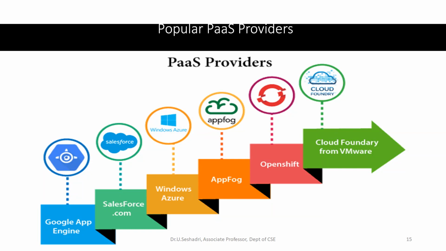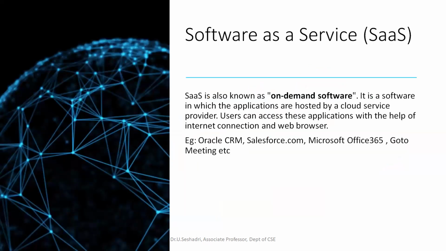The other type of cloud delivery model is software as a service. It's also called on-demand software. It's software in which the applications are hosted by the cloud service provider. Users can access this application with the help of the internet connection and a web browser only. For that, we have to pay the amount only. Everything will be taken care of by the providers.